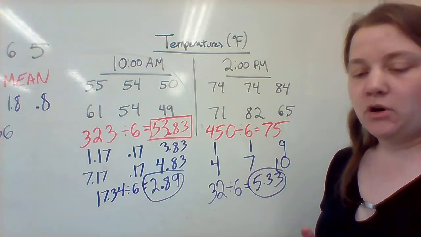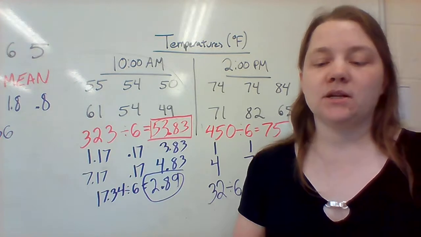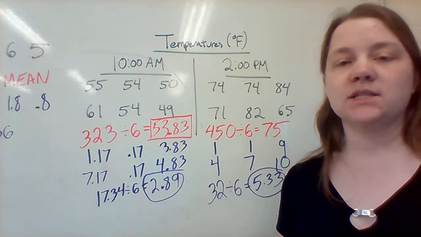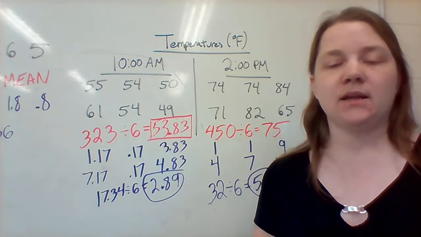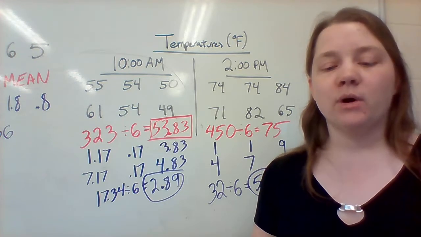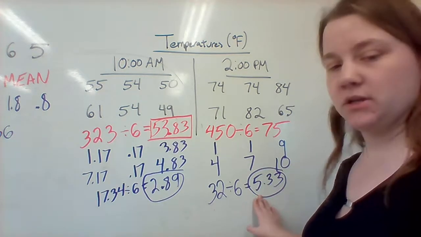What you're going to do for your homework is answer the question, what causes a higher mean absolute deviation? What causes this number to be bigger?